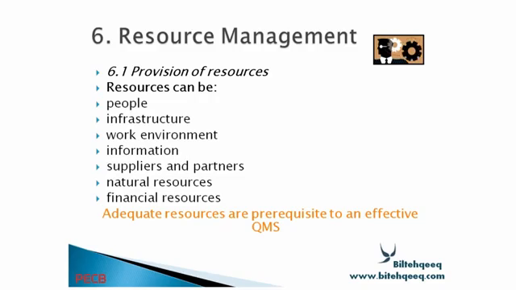The next is resource management. Provision of resources, 6.1. Resources can be people, infrastructure, work environment, information, suppliers and partners, natural resources, financial resources. Adequate resources are prerequisites to an effective quality management system. So the management has to ensure that it is providing all the necessary resources, because if there are no resources available, the effective quality management system cannot be implemented.